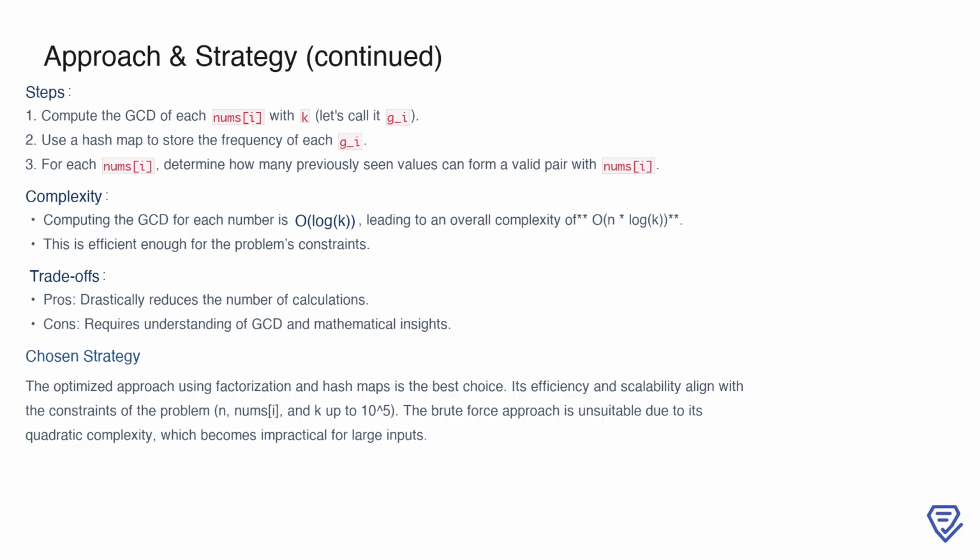In terms of complexity, calculating the GCD for each number in the array takes O(log k), and since this is done for all n elements, the overall complexity is O(n * log k). This makes the optimized approach not only feasible but also efficient for the problem's constraints.